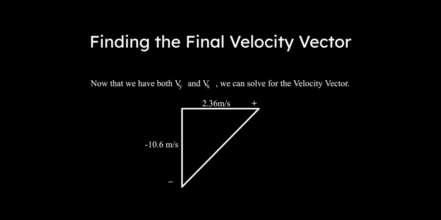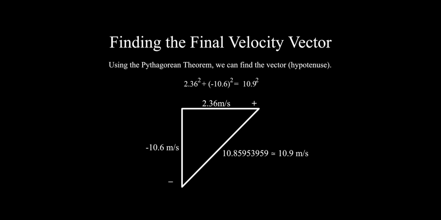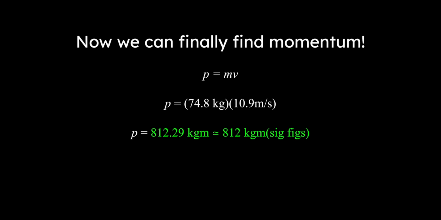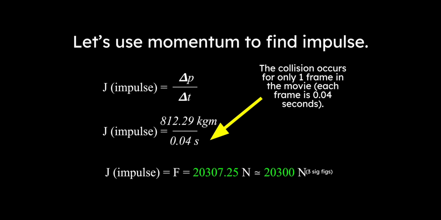And we can go ahead and do this using the Pythagorean theorem. Solving for the resultant vector, we get that it is 10.9 meters per second. And now we can finally find momentum, since we have both mass and velocity. And this calculates out to be 812.29 kilogram meters per second. Plugging this into our impulse equation, which is delta p over delta t, we know that delta t is going to be 0.04 seconds because that is the length of one frame in the movie, and the collision only occurs for one frame.